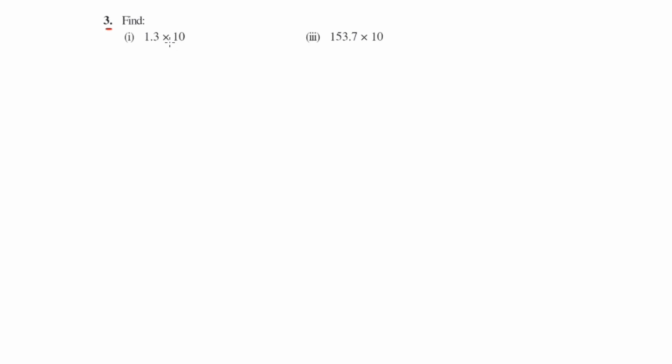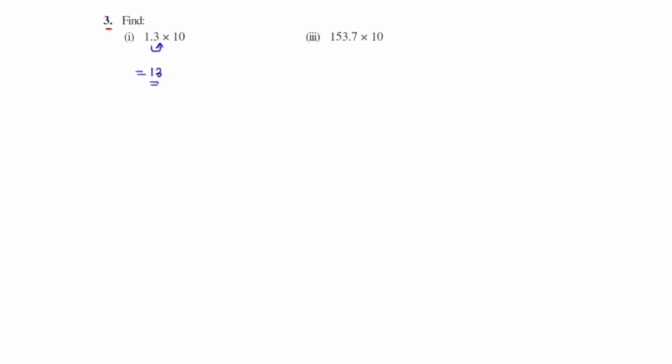So just check the power of base 10. Now in the first part we have only 10. It means that we have only one 0. So the decimal will move one place towards its right. Clear? So it means that our final answer will be 13.0, or we can simply write it as 13.